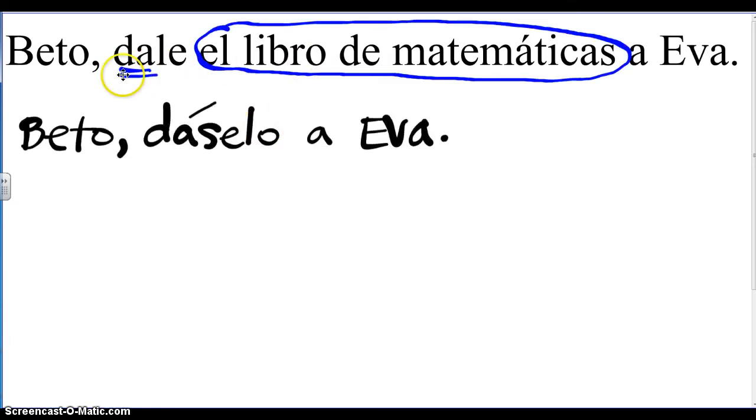Okay, your verb is a command. It's an affirmative command, so all you can do is attach. What are you giving? The math book. And so it becomes Beto, dáselo a Eva. That is the only correct answer.